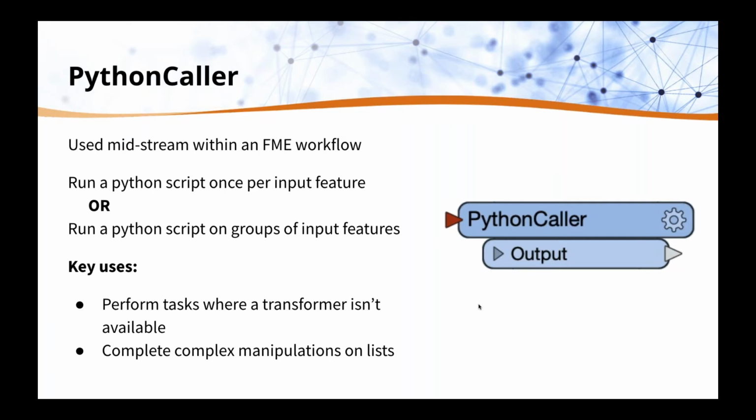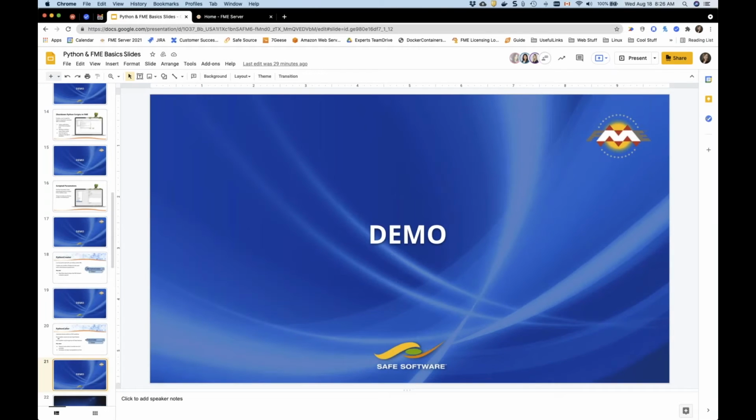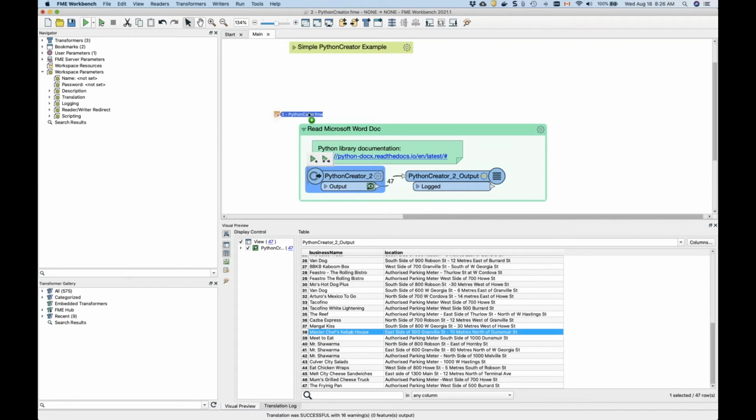It's also good if you need to do complicated manipulations on lists. I find in particular, if you're working with very complicated XML or JSON data, sometimes it gets really difficult to use directly in FME if you need to process lists within lists within lists. So sometimes the PythonCaller can help make that a little bit easier, if you have a Python background at least. So let's get into a demo of this transformer as well. Bring up Workbench again. Similar to last time, I'll start with a very basic example and we'll work our way up.